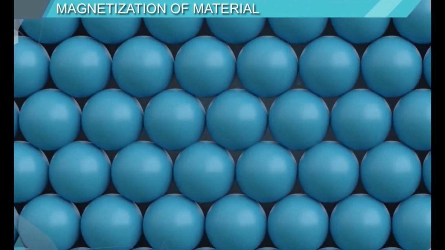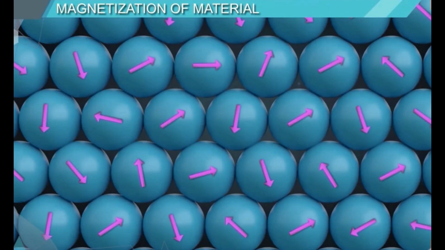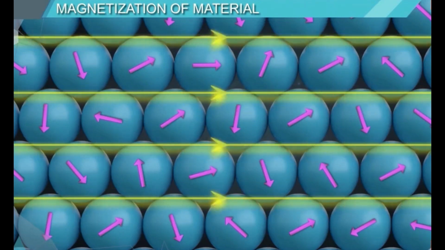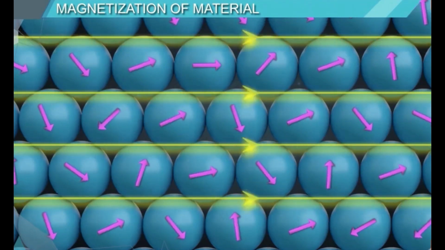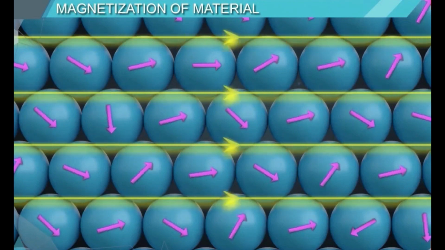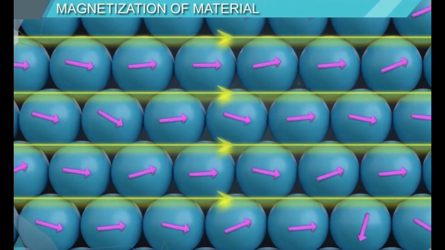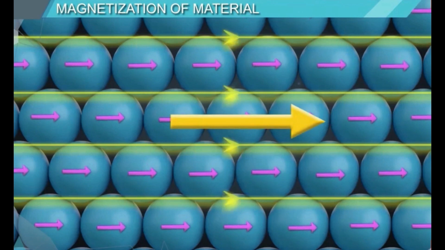Every material consists of more than one atom. Generally, the magnetic moments of these atoms are randomly oriented, and the net dipole moment of the material is zero. However, when the material is placed in an external magnetic field, the magnetic moments of these atoms tend to align themselves to the magnetic field and develop a net magnetic moment.